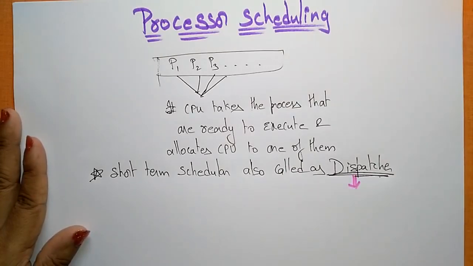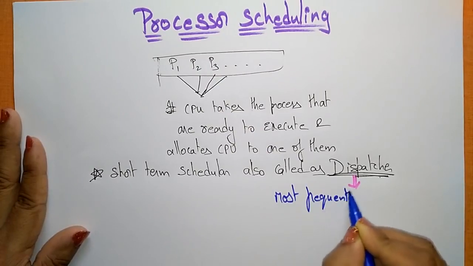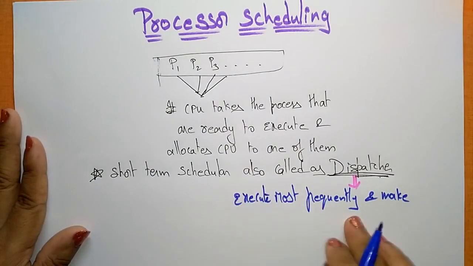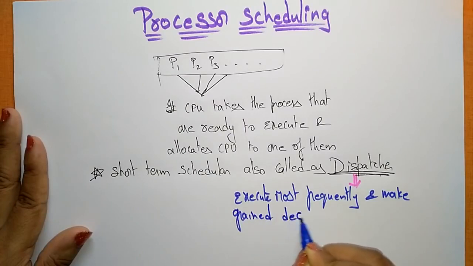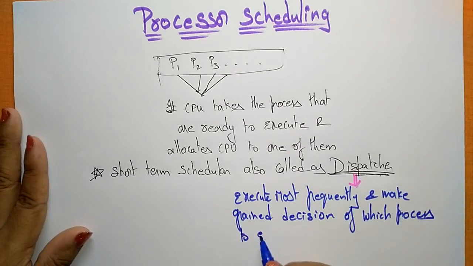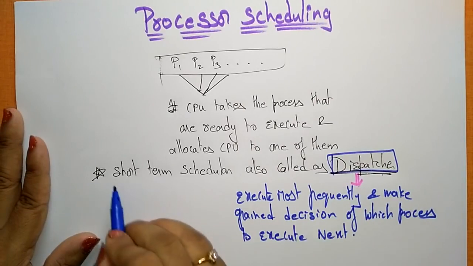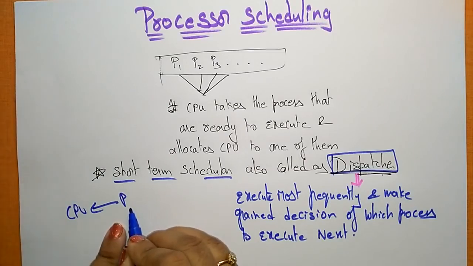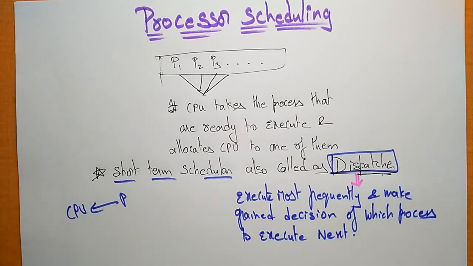This dispatcher is going to decide. Let me write that: it executes most frequently and makes fine-grained decisions of which process to execute next. That will be indicated by the dispatcher. So the dispatcher, we call it the short-term scheduler. To allocate a process to the CPU, the dispatcher is going to send the process which has to be executed next. That information will be stored in the dispatcher, that is, the short-term scheduler.